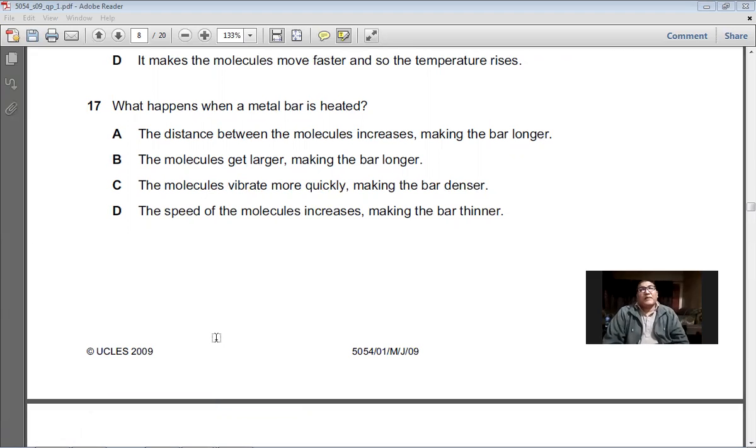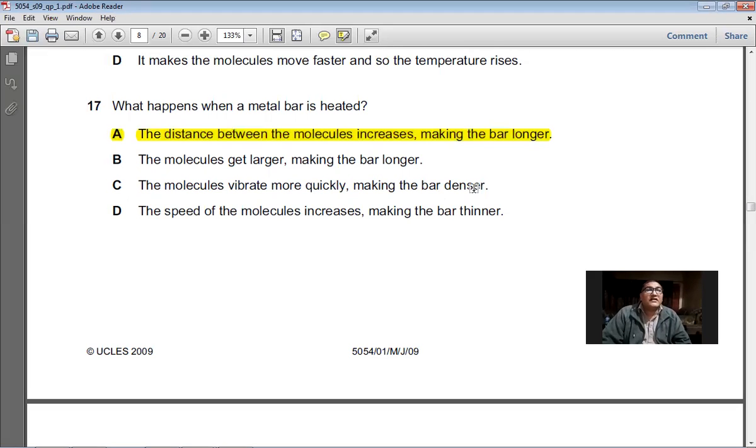What happens when a metal bar is heated? The distance between the molecules increases, making the bar longer. Yes, that's true. The molecules get larger, making the bar longer. That's wrong. The molecule size does not change. The molecules vibrate more quickly, making the bar denser. No, that's not right. The speed of the molecules increases, making the bar thinner. No, that's not true, because the speed of molecules will increase because you are heating it, but the bar will not become thinner. So the distance between the molecules increases, making the bar longer. That looks the best option to me.